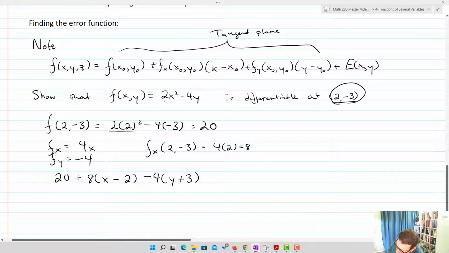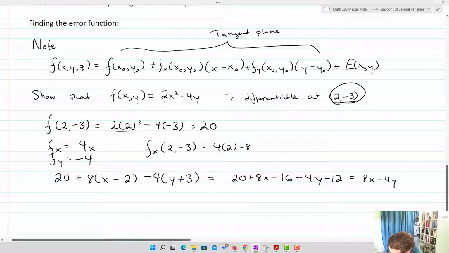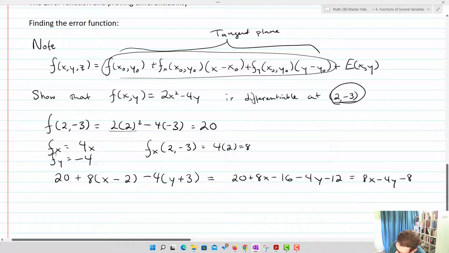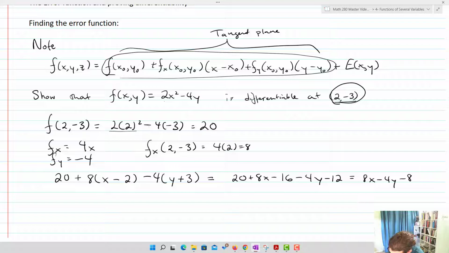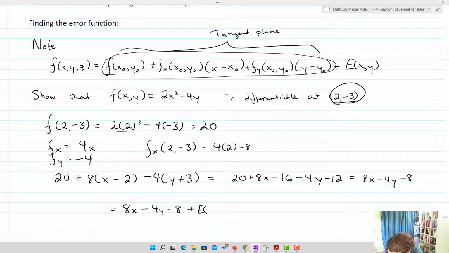So now I'm actually going to simplify this. I'm going to make this 20 + 8x - 16 - 4y - 12. And so this ends up being 8x - 4y - 8. So now I'm going to plug that into here. And that's my tangent plane. So that's going to be 8x - 4y - 8, and then plus, by the way, e of xy.